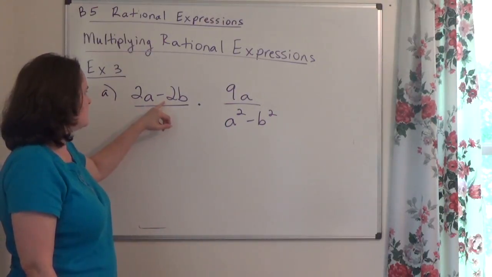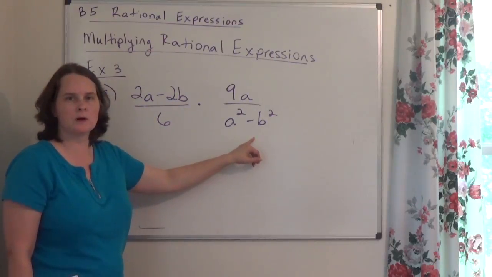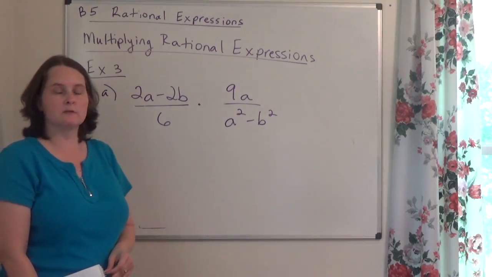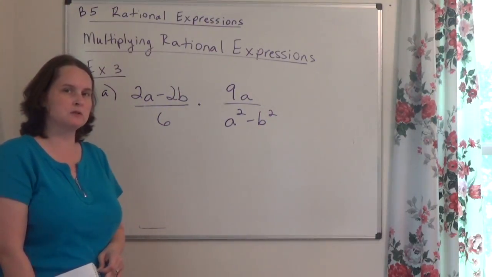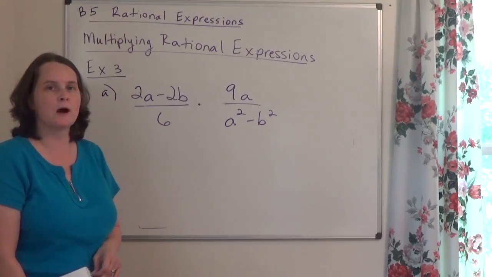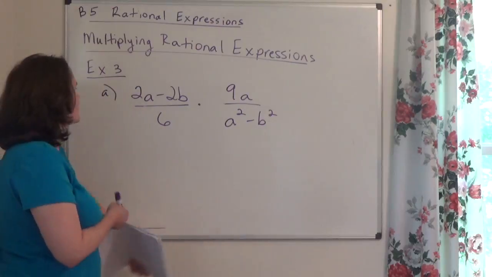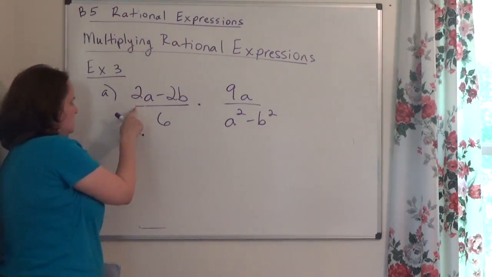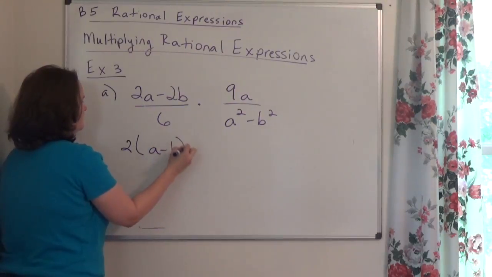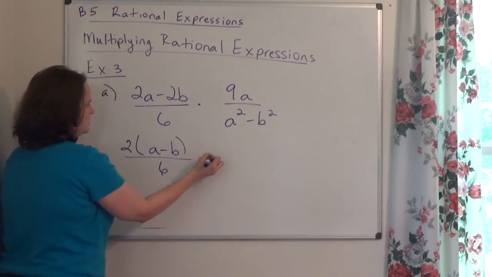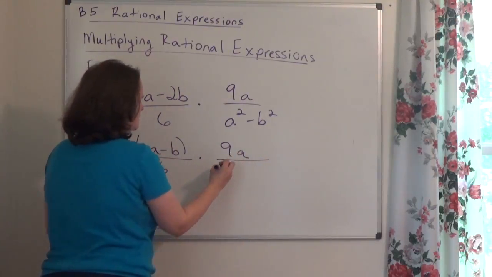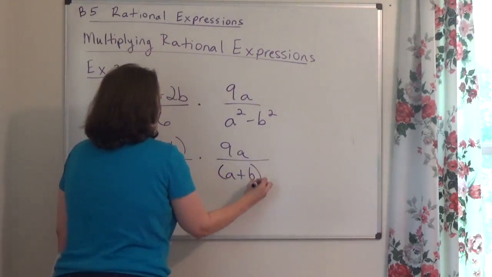Looking at the 2a minus 2b and the a squared minus b squared, we need to decide if that can be reduced. In order to decide if we can reduce it, we need to factor it. So you'll get lots of practice with factoring when you're going through these problems in this section. So in this one, the first numerator, you can see we have a common factor of 2. So 2 times a minus b over 6. And then here we have the difference of squares. That's a plus b times a minus b.